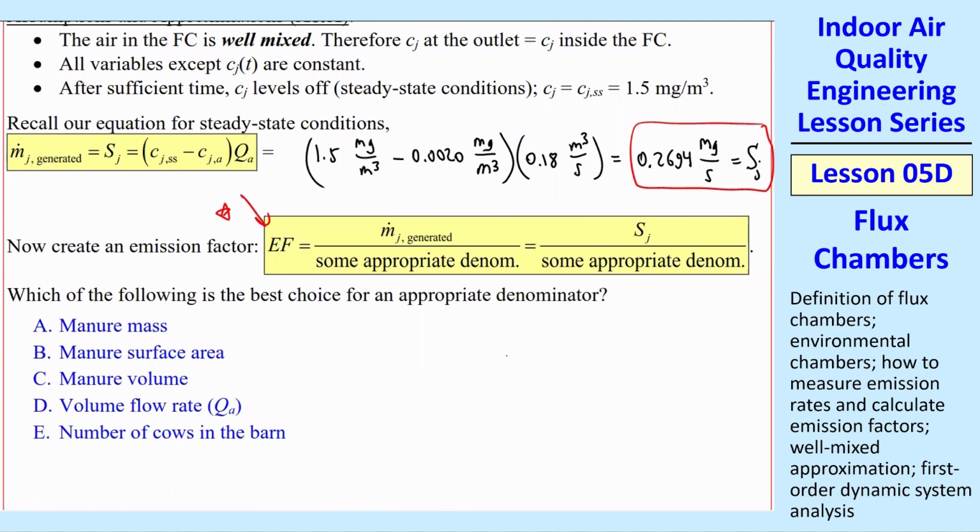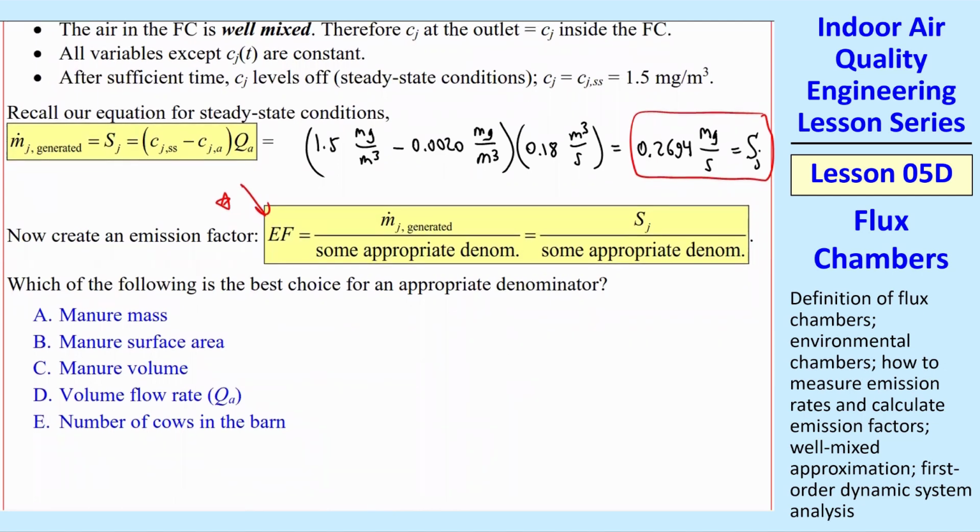So I need to calculate an EF as the M dot generated, or the SJ, divided by, again, some appropriate denominator. When I have in-person classes, I usually ask this as a poll question and have students give their responses. So you can think about this on your own here, since this is recorded. But which of the following is the best choice for an appropriate denominator? So remember, we have this flux chamber sitting on top of an area of manure, a 2 by 1 meter area of manure. And so is the manure mass appropriate, surface area, volume flow rate, or number of cows in the barn?